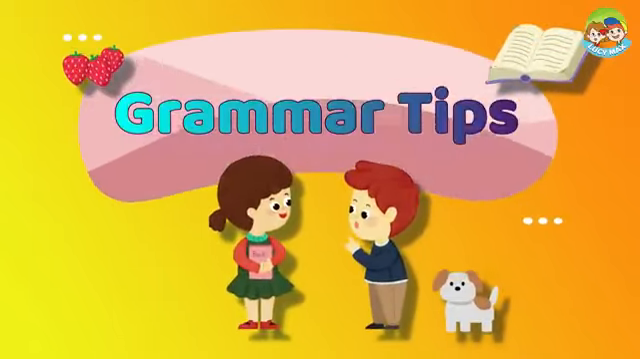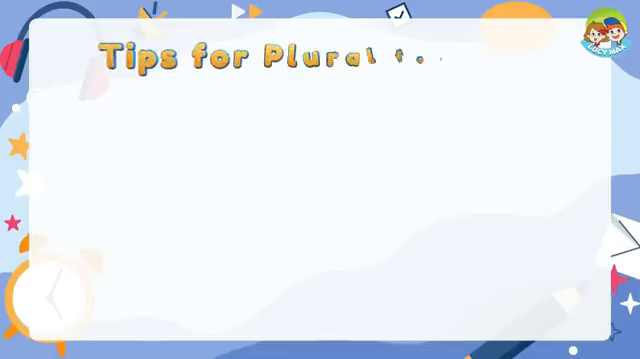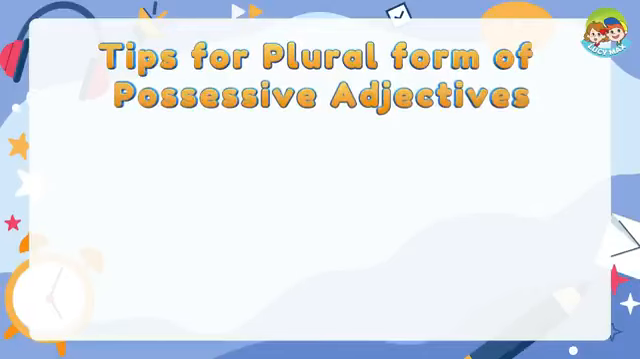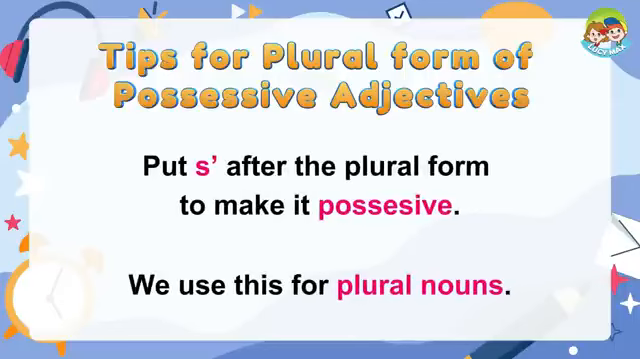Grammar tips. We will look at tips for plural form of possessive adjectives. We put S apostrophe after the plural form to make it possessive. We use these for plural nouns.